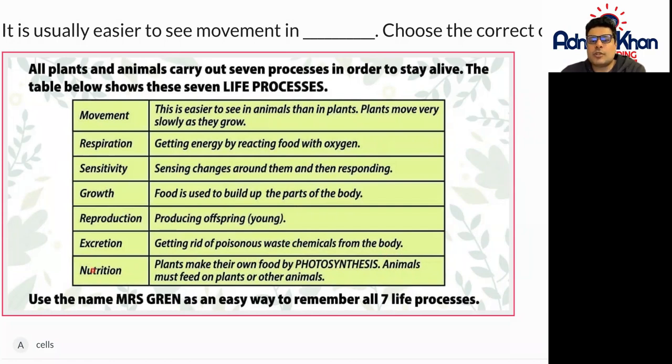And lastly, nutrition. Plants make their own food by photosynthesis, whereas animals must feed on plants or other animals to live. So to understand this, just in case you forget, you can use the mnemonic Mrs. Gren as an easy way to remember all the 7 processes. Okay, so Mrs. Gren, which is the first letter of these words here.